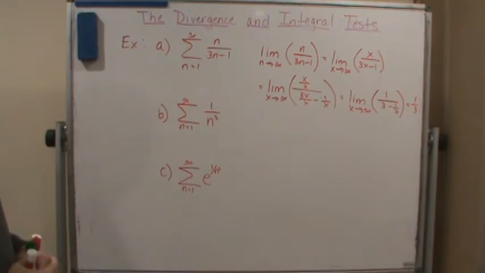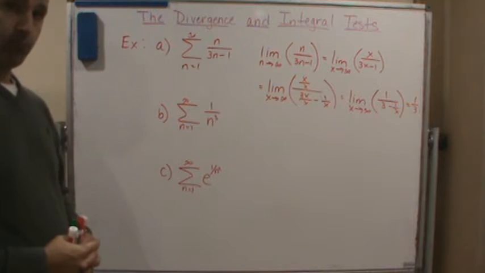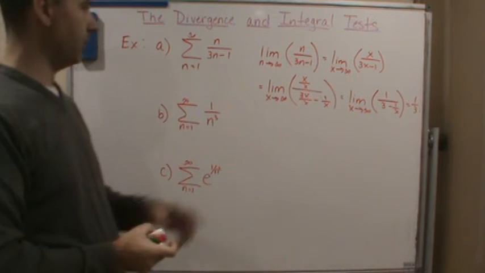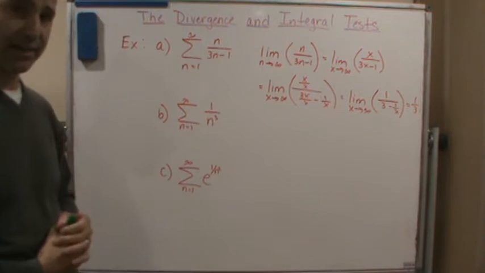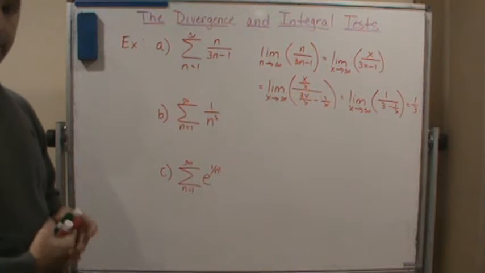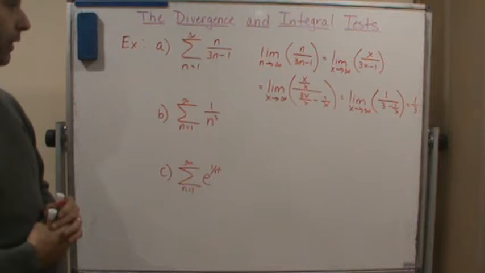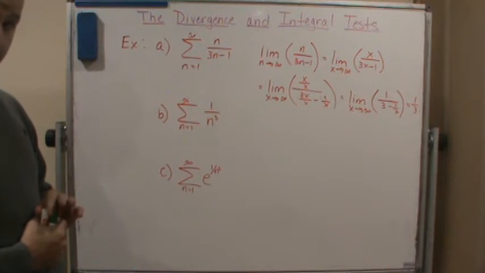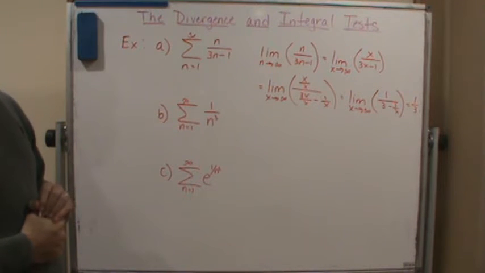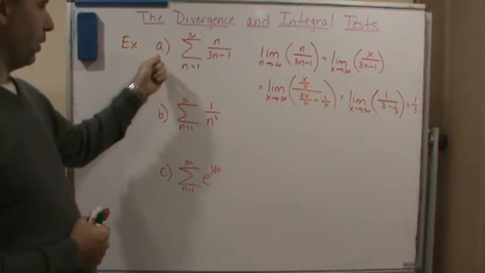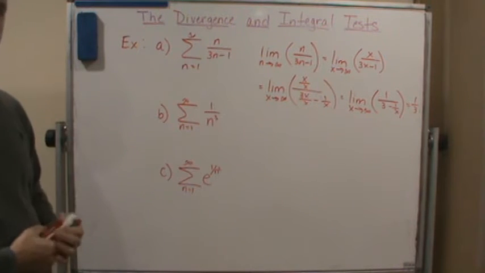So again, by the divergence test, if the limit of the nth term does not go to 0 or does not exist, then the series diverges. And so in this case, we know that this series diverges.